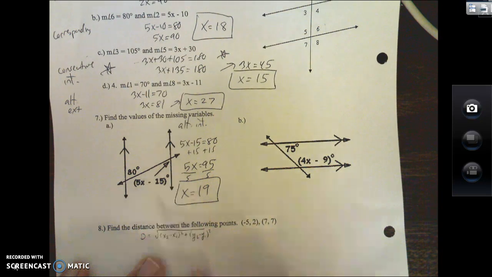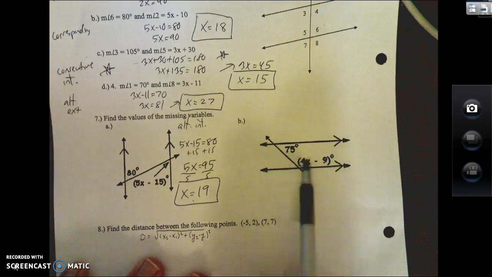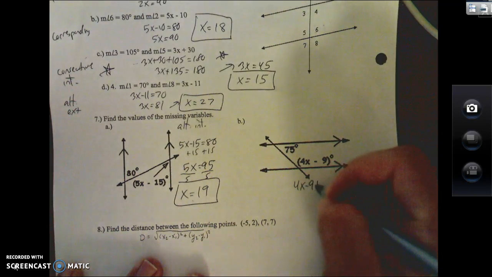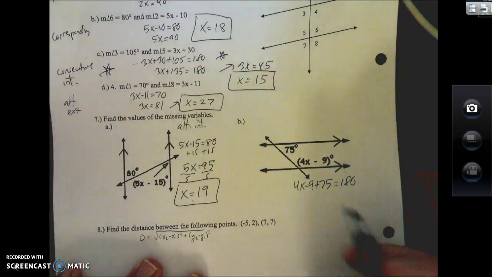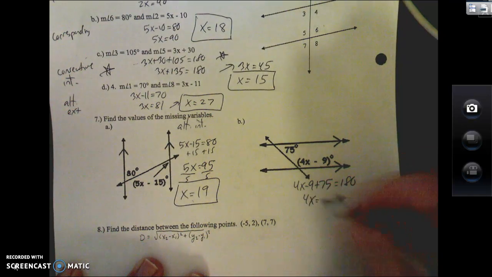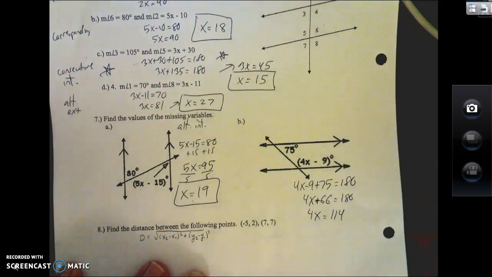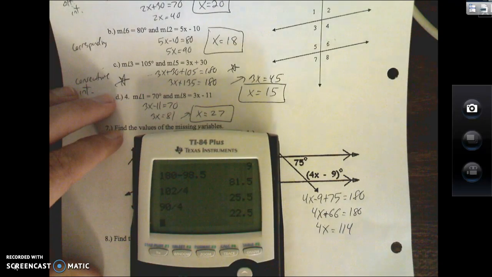Alright. But notice the difference from here to here. Here I'm jumping across that transversal, but here I'm staying on the same side. When that happens, that's your special one. That's consecutive. They add to 180. So I'm doing 4x minus 9 plus 75 equals 180. If I do 75 minus 9, I get 66. Oops, sorry. Plus 66 equals 180. If I subtract that over, 4x equals 114. Okay. Let's double check real quick. 75 minus 9. Good. 66. 180 minus 66. Good. And then divide that by 4. 28.5.